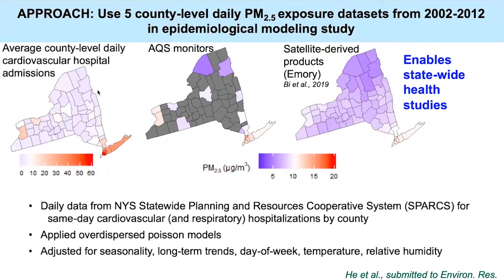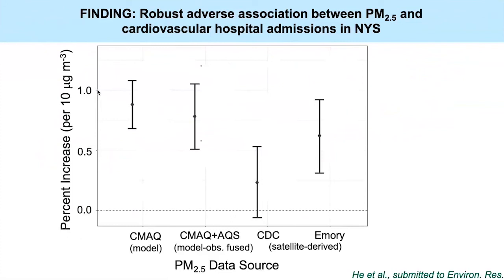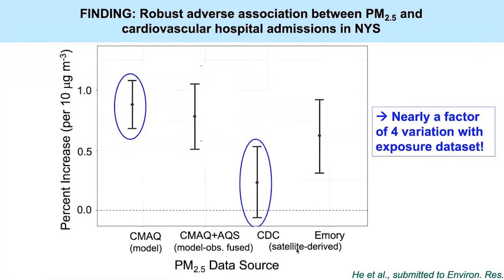Mike used traditional epidemiological methods to analyze these data sets and found that there are robust adverse associations between the percent increase in cardiovascular hospital admissions per 10 microgram per meter cubed increase in PM2.5, regardless of whether we use the model-only data set, the model OBS-Fuse data sets, or 2 different satellite-derived data sets that we have available daily at the county level for New York State. However, what Mike also finds is that there's nearly a factor of 4 difference in the health impact response that's diagnosed depending on the exposure data set. We interpret this as indicating a real need for epidemiological studies to consider differences across exposure data sets, and even more important is having independent measurements that enable us to assess which of these exposure data sets is most accurate.